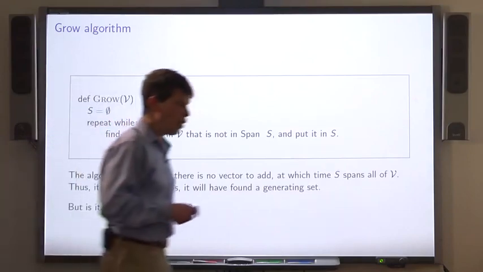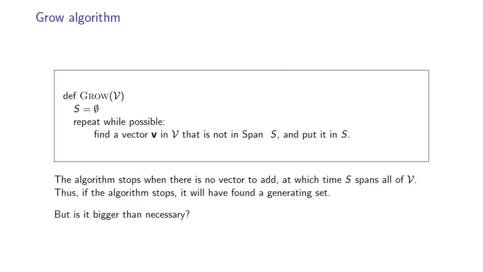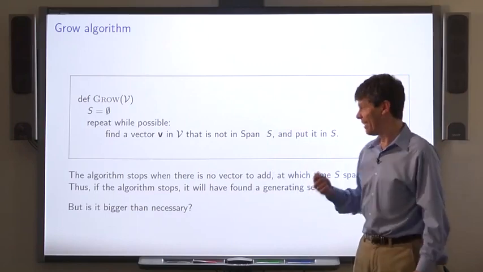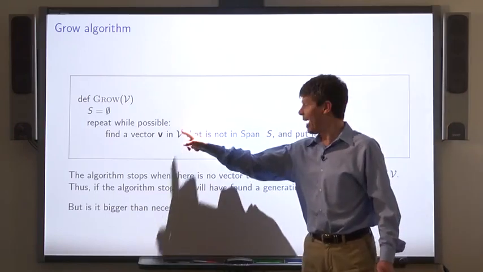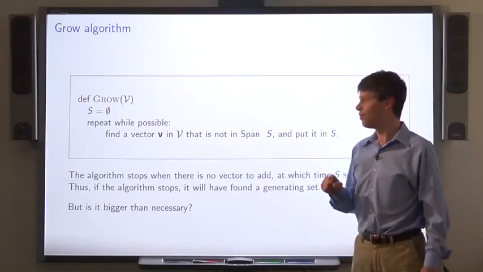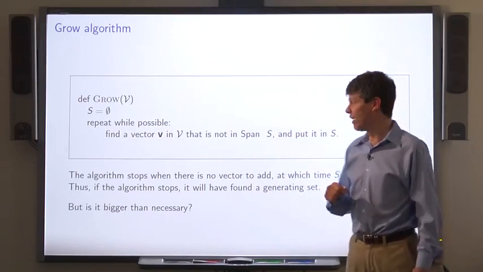Here's one. I call it the GROW algorithm. Given a vector space, initialize your set S to the empty set and repeat, as long as it's possible: choose a vector in the vector space that's not already spanned by the vectors in S, and add that vector to S. Repeat that until there are no longer any vectors in the vector space that are outside the span of S. At that point, you've got a set S that spans the given vector space.